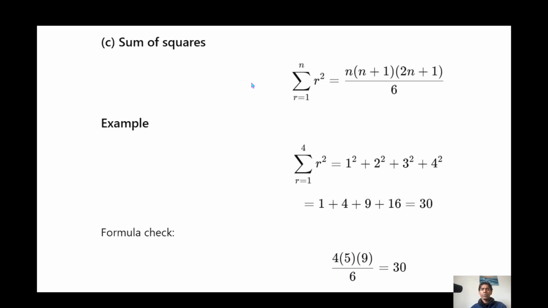The sum of squares, that's the third one. So the sum of r equals 1 to n of r squared is equal to n multiplied by (n plus 1) multiplied by (2n plus 1) divided by 6. For example, if we have the sum of r equals 1 to 4 of r squared, that is equal to 1 squared plus 2 squared plus 3 squared plus 4 squared, which is 1 plus 4 plus 9 plus 16, equals 30. We can check our formula. 4 times 5 times 9 divided by 6 is also equal to 30.